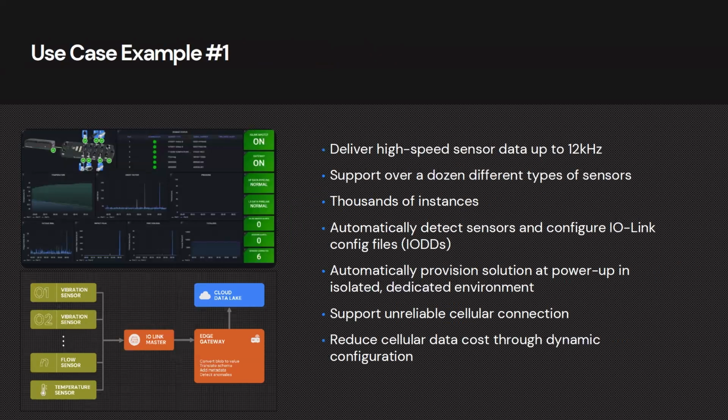So what are some good qualities of edge data pipelines? We can understand that through a couple of examples. This is one where a customer uses high-speed sensors to predict machine failures. Those sensors can include vibration sensors, but there's also sensors like flow sensors, temperature sensors. There's sensors that are analog. There's sensors that are digital. So you have to support high-speed sensors, many different types of sensors.